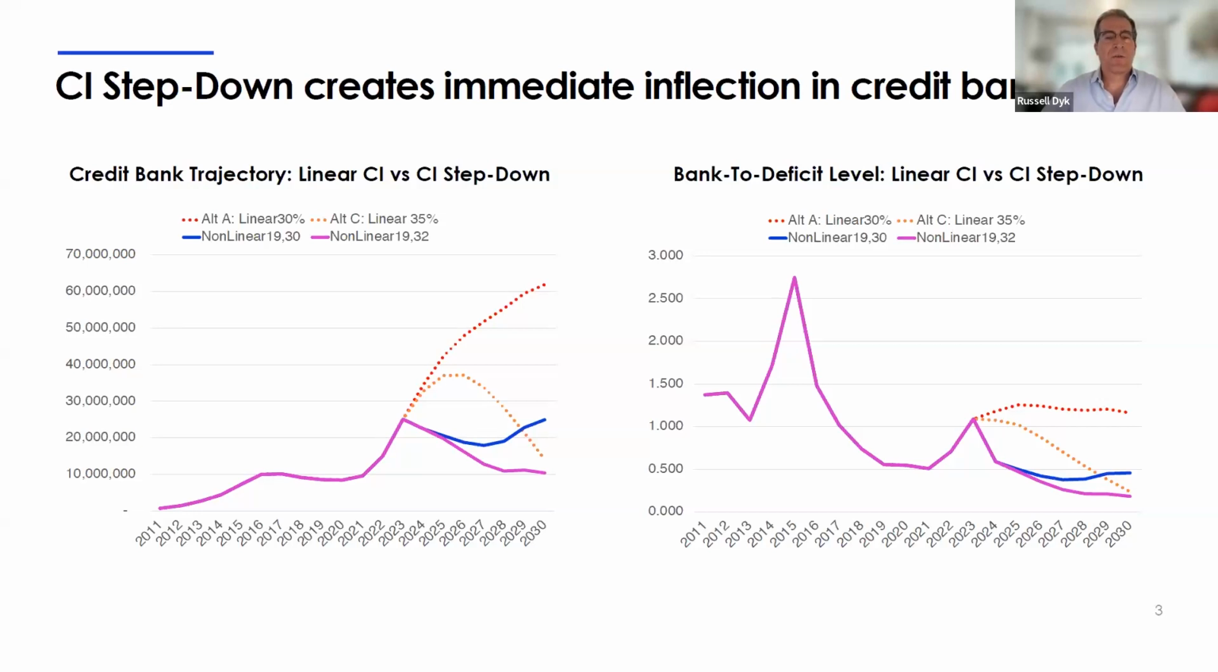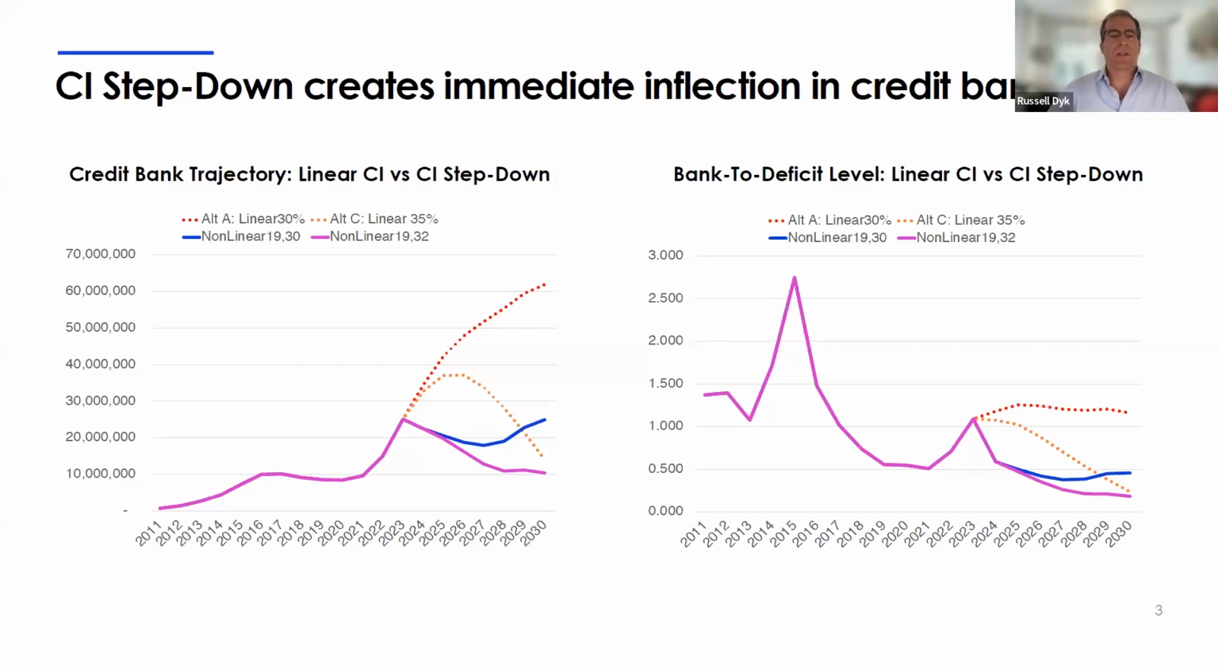The first 2 scenarios that we look at are CARB's Alt B and Alt C scenarios. So those are a linear CI reduction, again, starting in 2024 on the way to 2030 of either 30% (Alt B) or 35% (Alt C). The second 2 scenarios are nonlinear carbon intensity scenarios that have a step down to 19% carbon intensity reduction in 2024 on the way to either a 30% reduction or a 32% reduction in 2030.